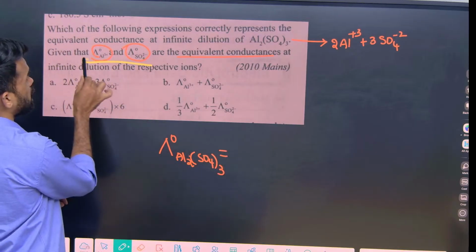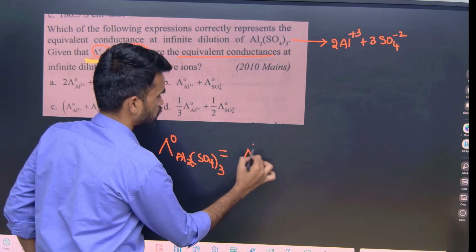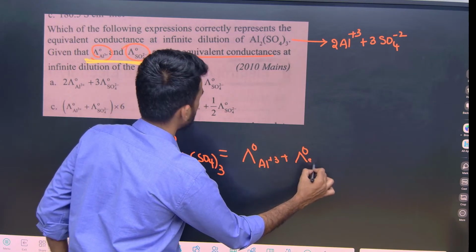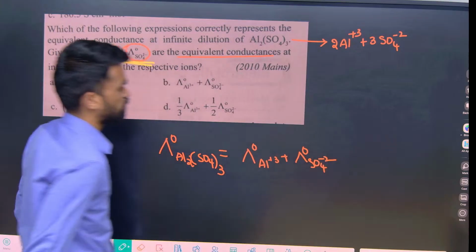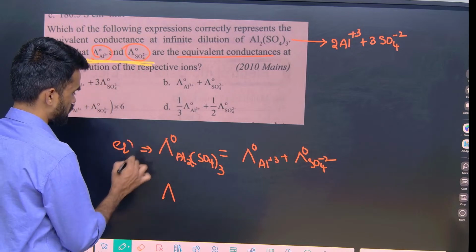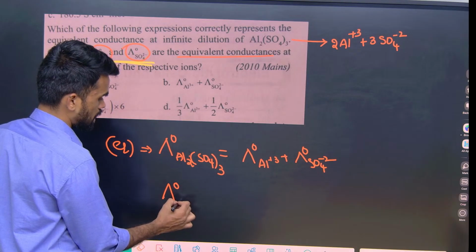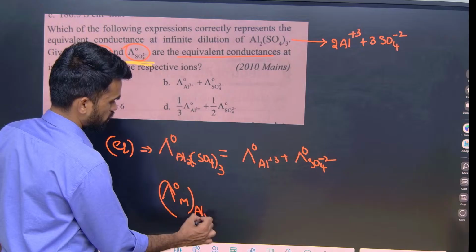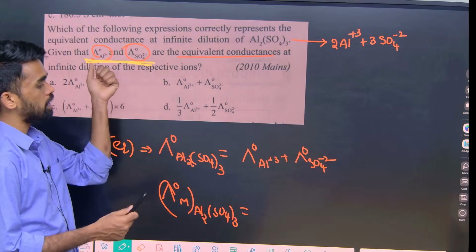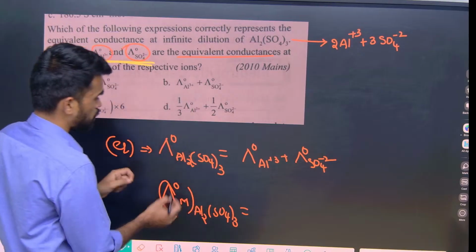Whenever they mention equivalent conductance in the question, you directly write that as the answer here. So lambda naught of Al3 plus, the ionic conductance of Al3 plus, plus the ionic conductance of the sulfate ion. That's it. This is your answer, for equivalent conductance. But if they mention molar conductance, lambda m of Al2(SO4)3, by giving the ionic conductances also in molar conductance, you need to multiply by the number of those ions.